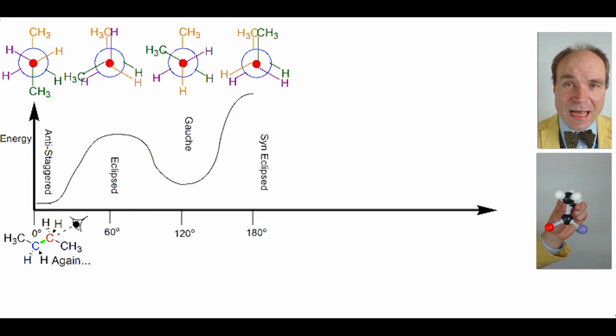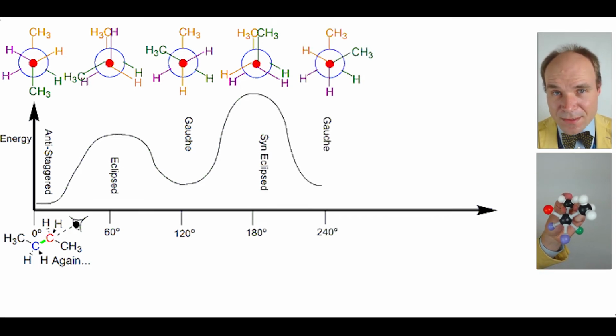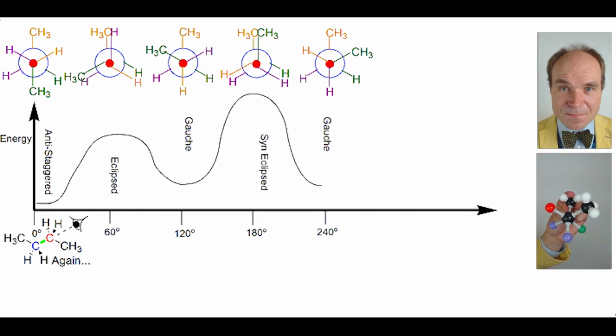conformation to having a syn-eclipsed conformation. This is the highest energy conformation, and the two methyl groups eclipse each other. Another 60-degree rotation takes us to a total of 240 degrees. This is again a gauche conformation. Gauche is the term we use in the gauche effect to explain the extra stability we find in staggered conformations.